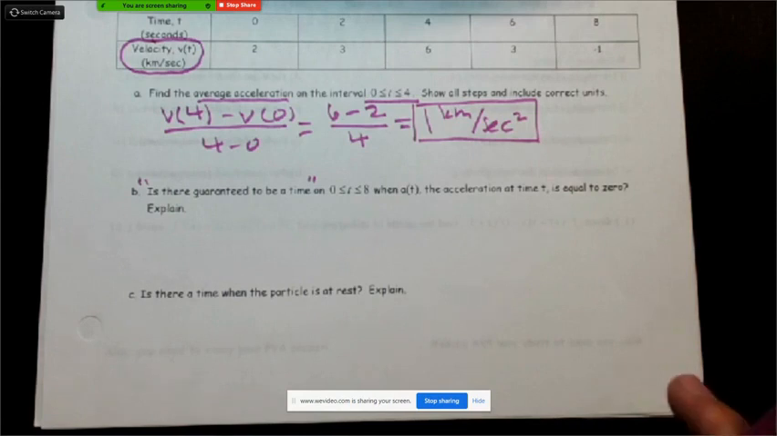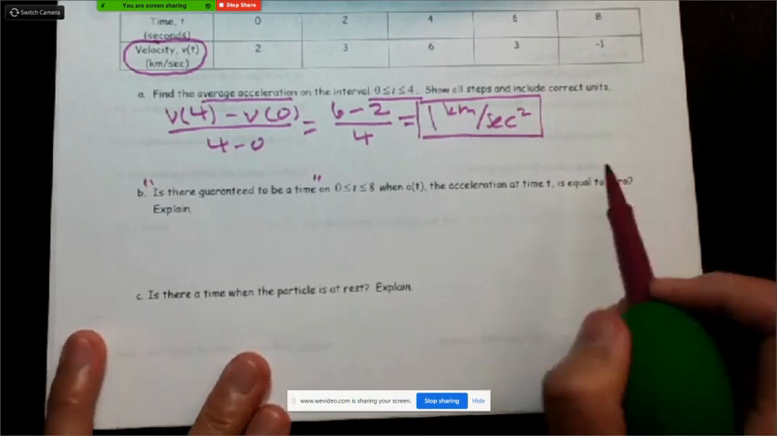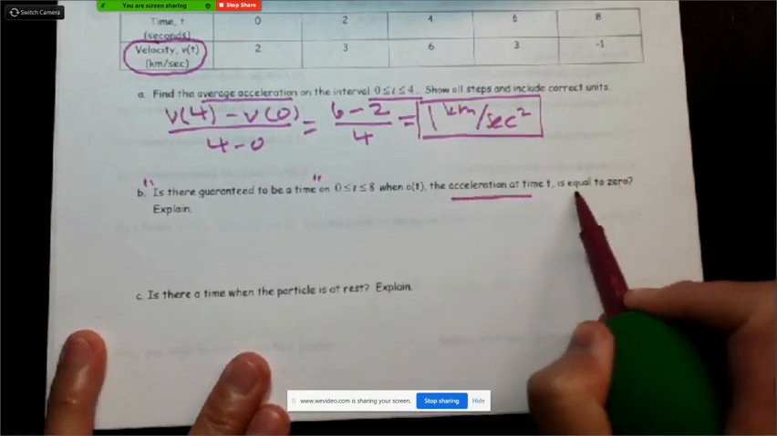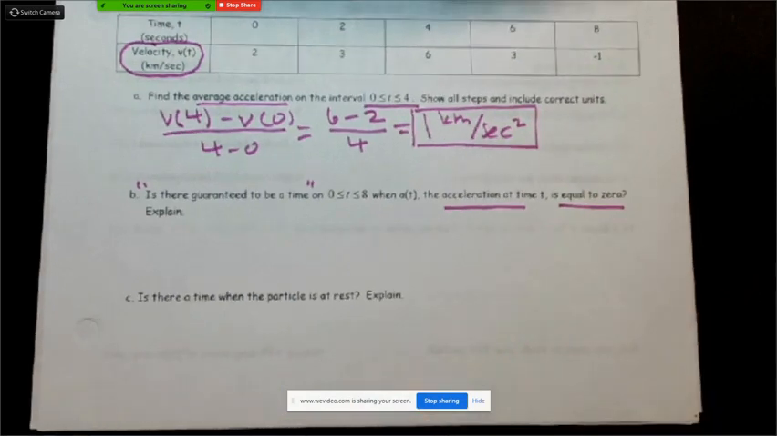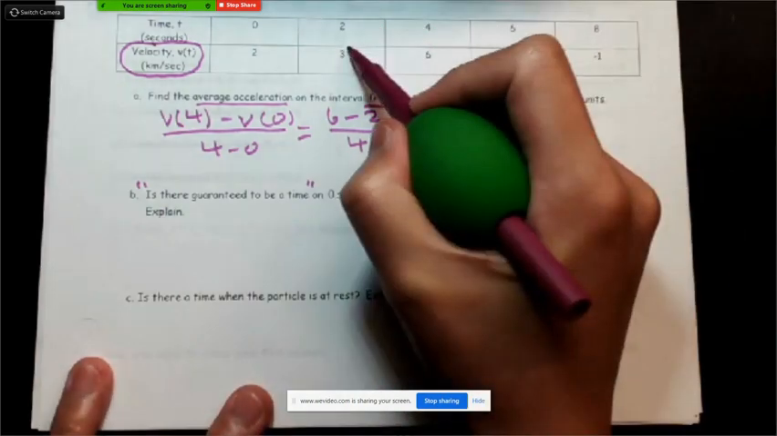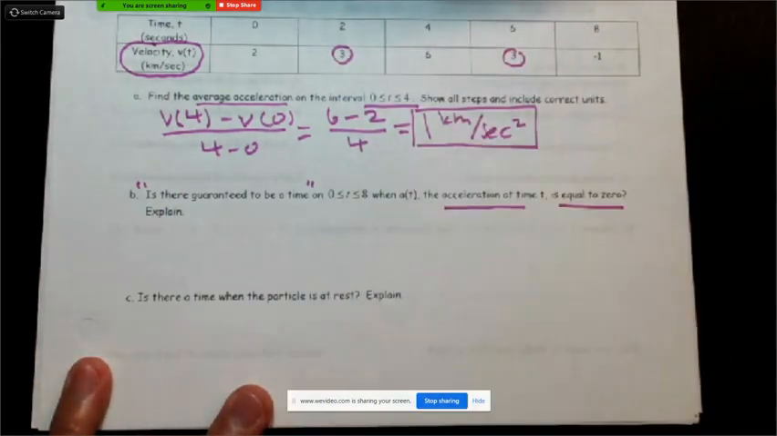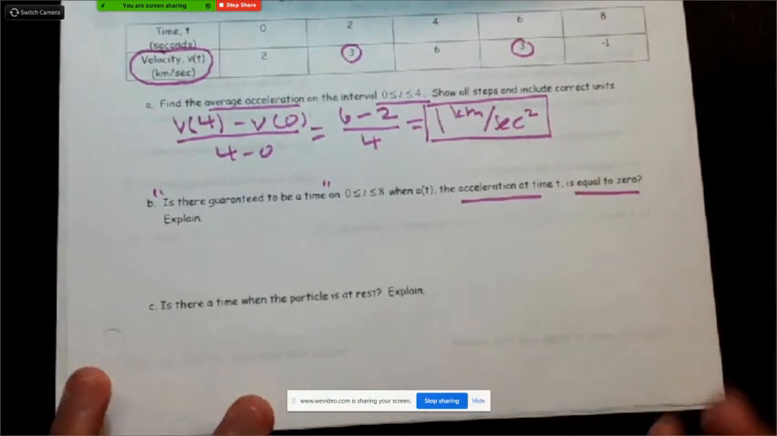Very good. So looking at this, I want to figure out, is there a time where the acceleration at time t is equal to 0? So we would have to find the slope of the velocity. So looking at this, if I want this to be 0, meaning 0 as our velocity, the two numbers have to be what to each other? Has to be the same. So do I have a location where they're exactly the same? Yes, I do. So we have to state the condition.